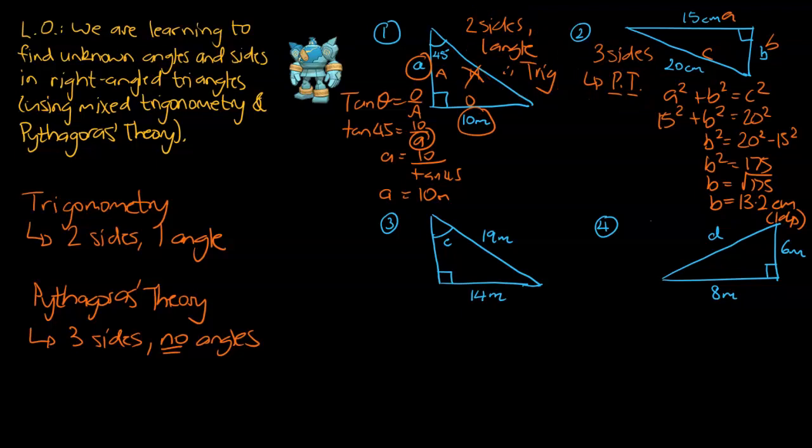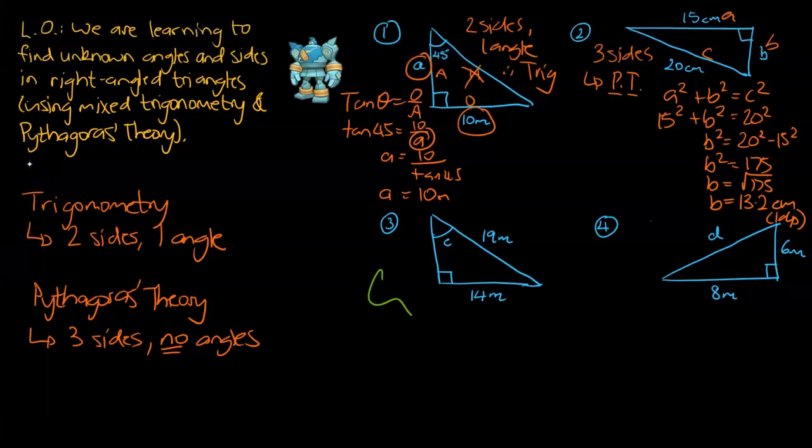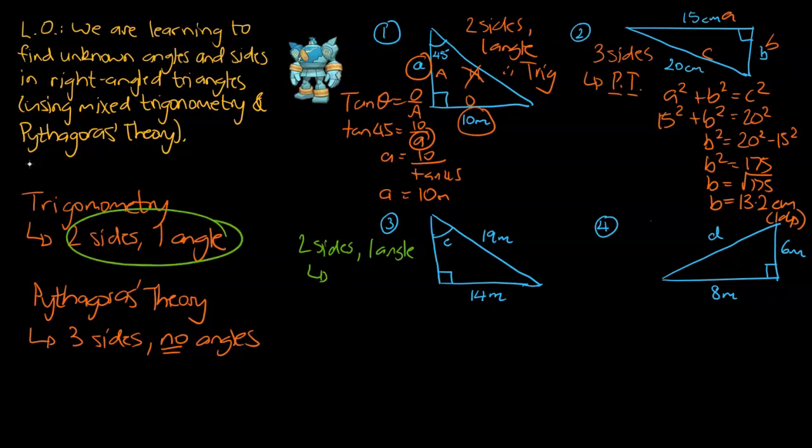So let's have a look at question 3. We've used the pen color for the last two, maybe we'll move into the green pen. Here we go, green. So we've got an angle, that's the first thing to note, and we've got two sides. So one angle and two sides, that's a trig question. We're going to have to use trigonometry to solve that.